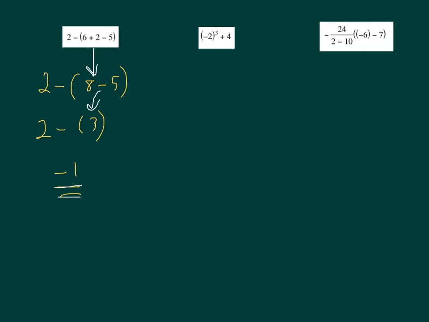You try the next problem. Press pause now. Okay, how did you do? -2 to the third is -2 multiplied by itself 3 times. It's common for people to put 6 or -6, both incorrect. -2 multiplied by itself 3 times is -8 plus the 4. So I dealt with the exponent first, then addition second. -8 plus 4 is a -4.